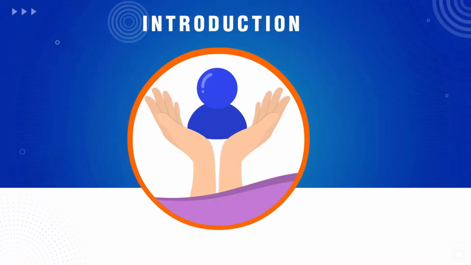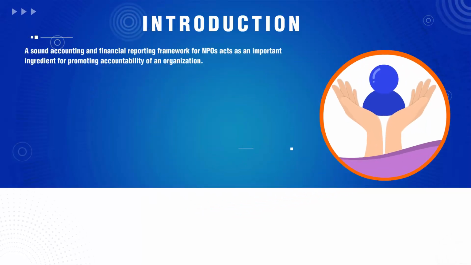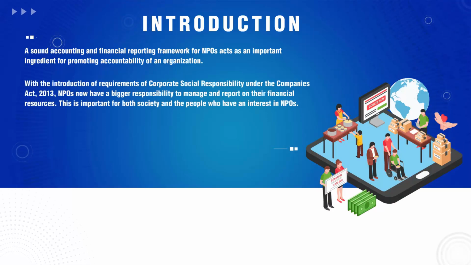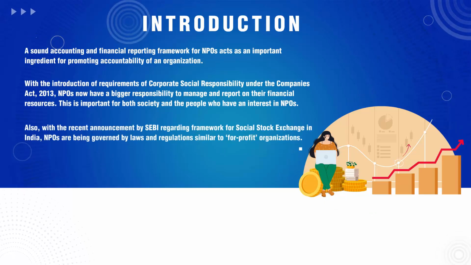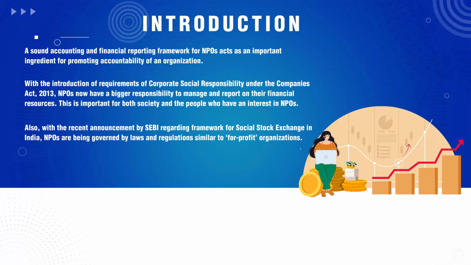Over the years, NPOs in India have become major players in development of the country and have experienced exponential growth. A sound accounting and financial reporting framework for NPOs acts as an important ingredient for promoting accountability of an organization. With the introduction of requirements of corporate social responsibility under the Companies Act 2013, NPOs now have a bigger responsibility to manage and report on their financial resources. This is important for both society and the people who have an interest in NPOs. Also, with the recent announcement by SEBI regarding framework for social stock exchange in India, NPOs are being governed by laws and regulations similar to for-profit organizations.